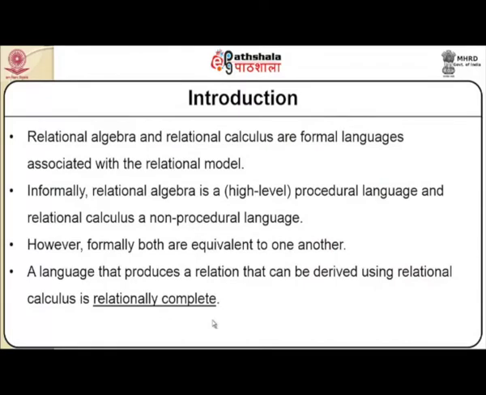As a general introduction, relational algebra and relational calculus are formal languages associated with the relational model. Informally, relational algebra is a high level procedural language and relational calculus is a non-procedural language. However, formally both are equivalent to one another. So, a language that produces a relation that can be derived using relational calculus is relationally complete.